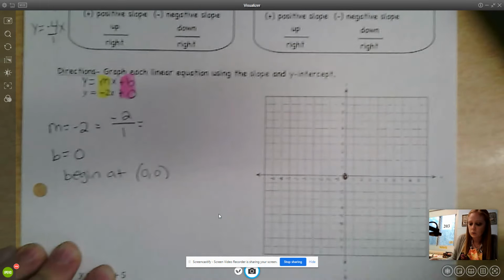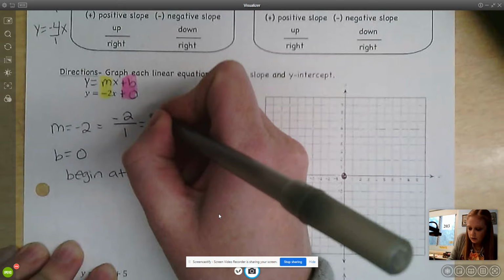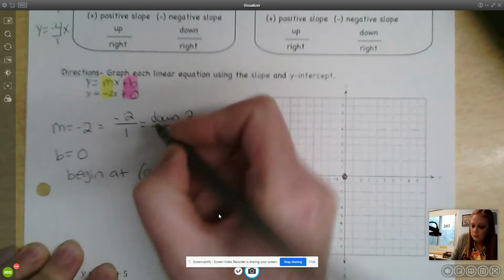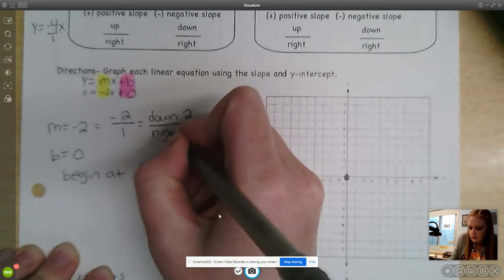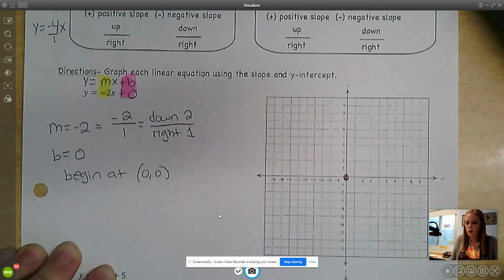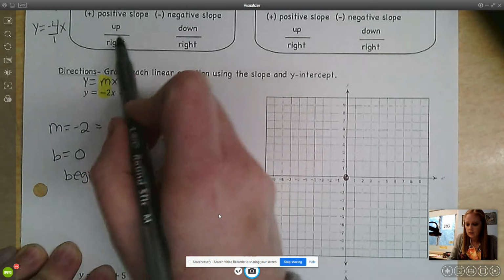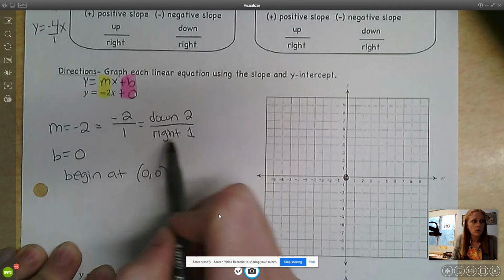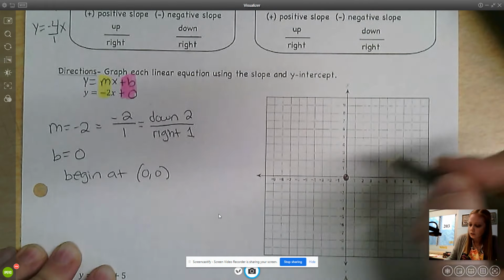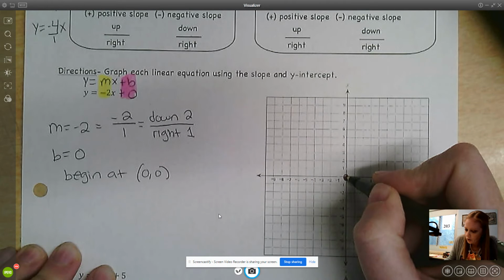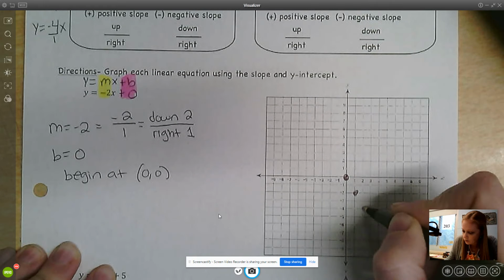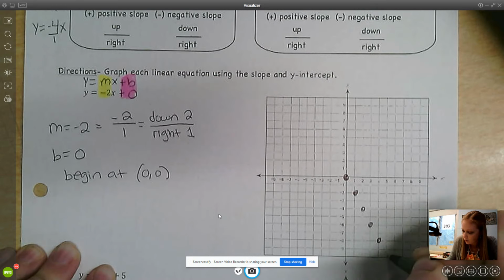Then we're going to look at how to move. So the negative 2 tells us that we'll be going down 2, and the positive 1 tells us we'll be going to the right 1. Negative slope tells us we're going down and then to the right. So down 2, right 1. Okay, so let's go ahead and move that way. So we're going to start at 0, 0, go down 2, right 1, down 2, right 1, down 2, right 1, down 2, right 1.